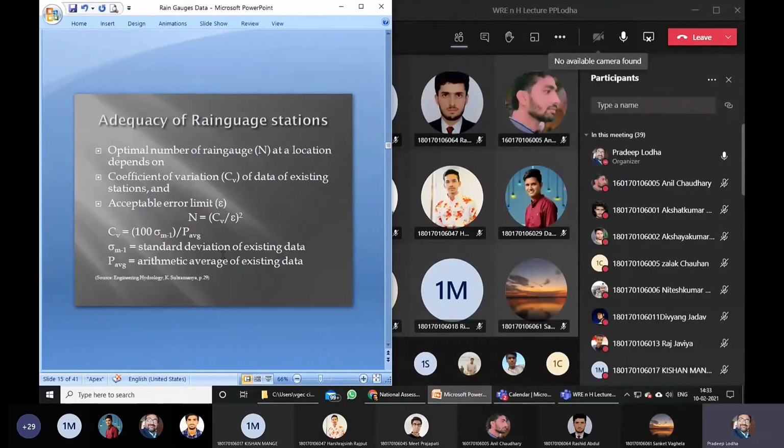So what is this? Adequacy of stations with permissible error. So what is this permissible error? E is the permissible error mentioned. So the number of rain gauges is N equals the coefficient of variation divided by the permissible error E, the whole squared. That gives us the number N.